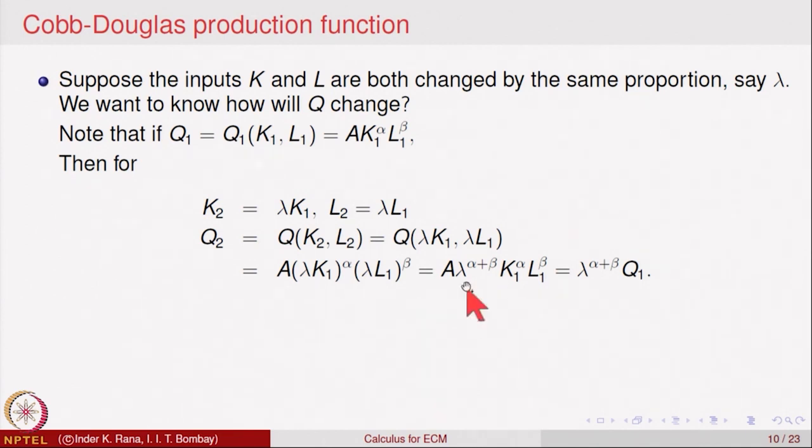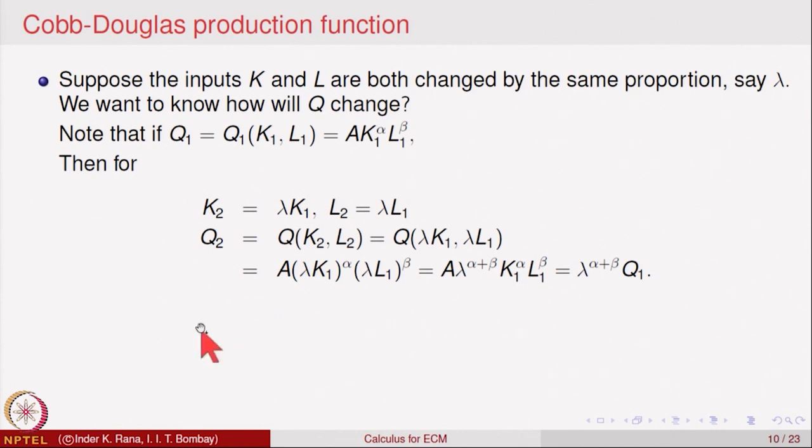If you write lambda outside, lambda to the power alpha plus beta times A K 1 to the alpha, L 1 to the beta inside, that is your Q 1. So, Q 2 is equal to lambda to the power alpha plus beta times Q 1.